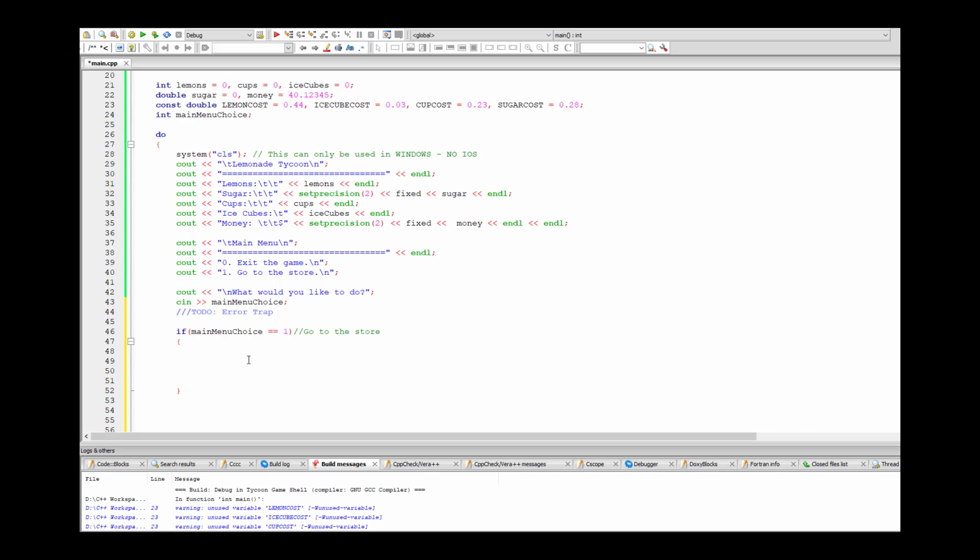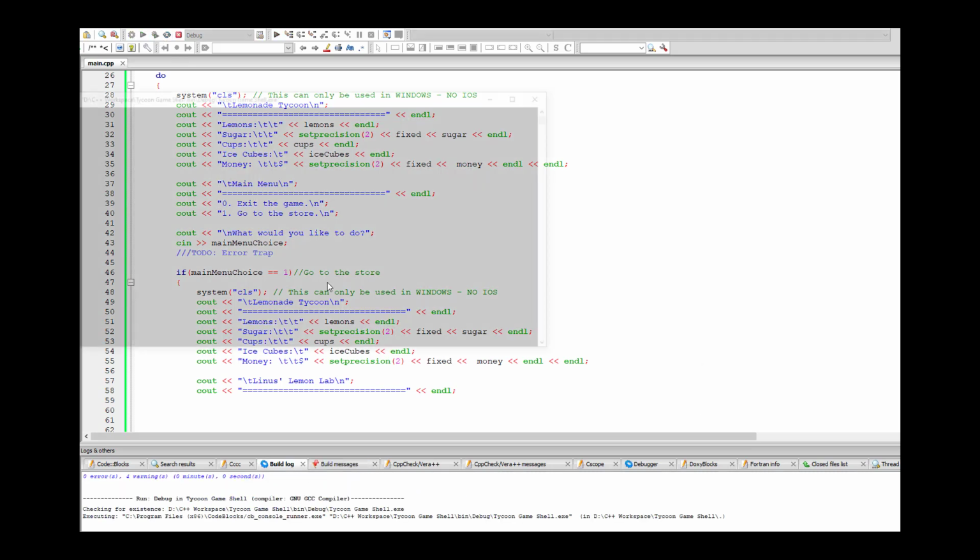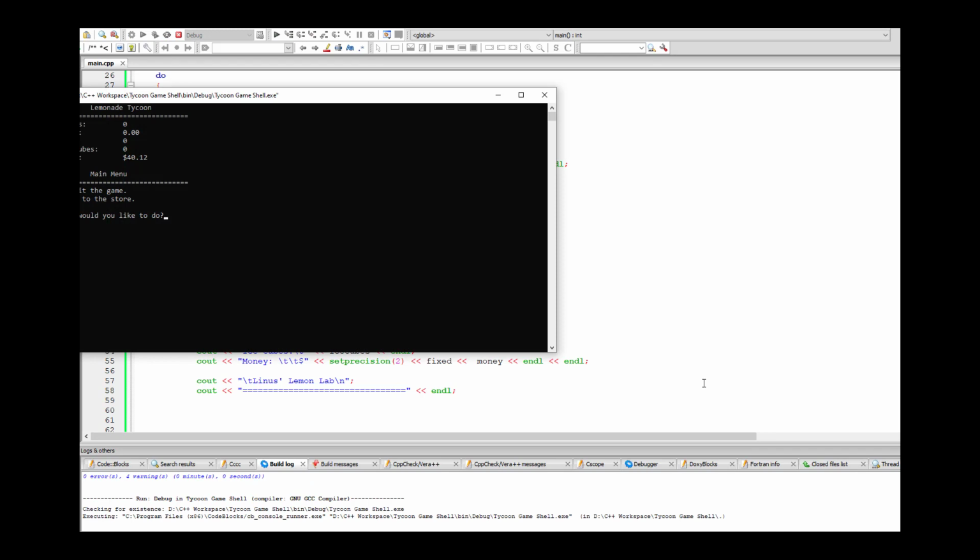So we are actually going to build a store. The store is going to look very much like the main menu. So I'm going to copy everything from the main menu like that. Except where it says main menu, I'll call it, I don't know, Linus's Lemon Lab. Something like that. Because we have the clear screen now, when we go to the store, it's going to clear the screen. You can see very quickly it went to the lab, but then it just cycled back to the main game loop.